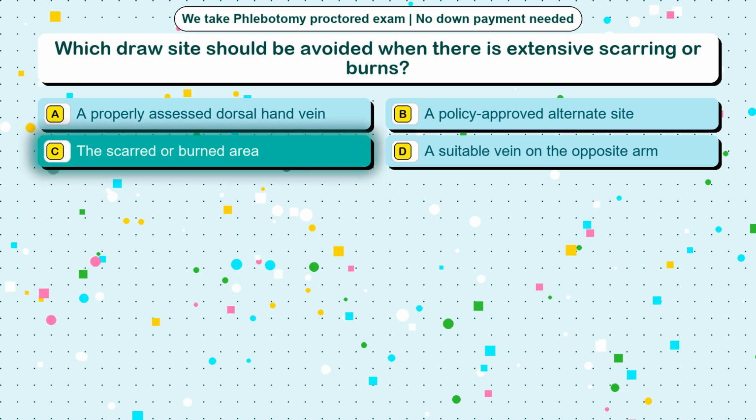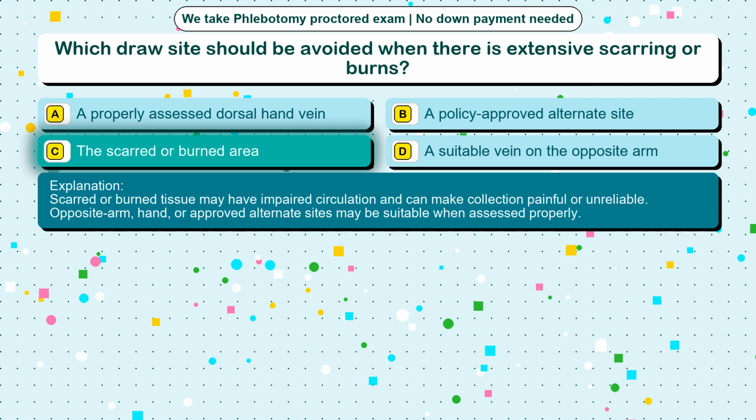The correct answer is option C, the scarred or burned area. Scarred or burned tissue may have impaired circulation and can make collection painful or unreliable. Opposite arm, hand, or approved alternate sites may be suitable when assessed properly.